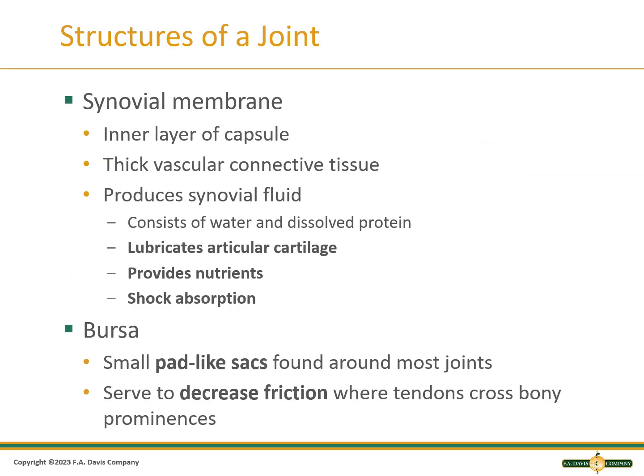The synovial membrane lines the inner layer of the capsule and is made of a thick vascular connective tissue. The synovial membrane produces synovial fluid, which serves to lubricate the joint, provides nutrients, and shock absorption. Synovial fluid is made of water and dissolved protein and is a lot like the consistency of egg whites. Surrounding the joint are bursa, which are small pad-like sacs that are meant to decrease friction of the tendons that run around the joint to cause motion at that joint.